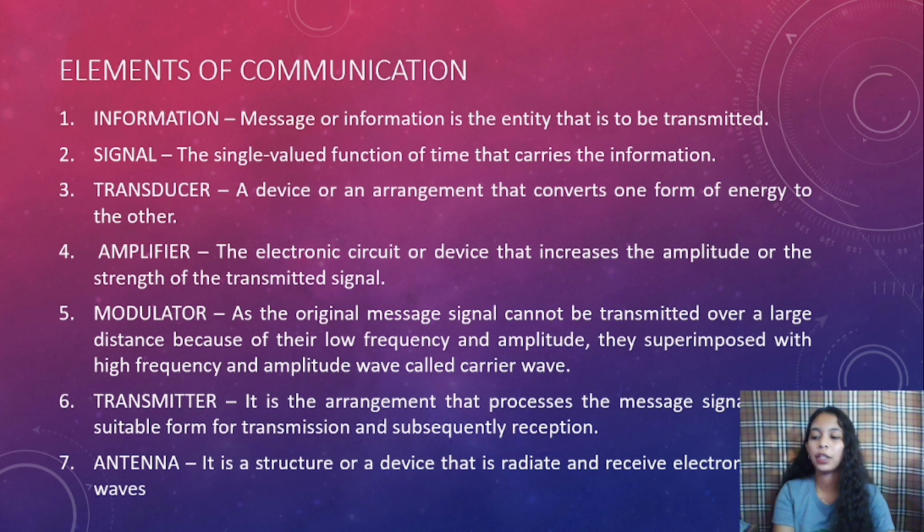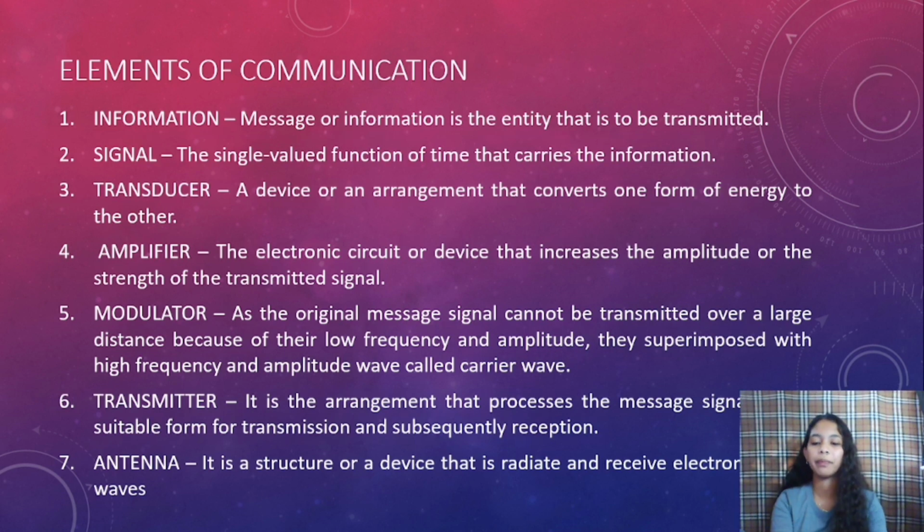First is the information. Message or information is the entity that is to be transmitted. Information can be in any form. It can be in a form of audio, video, temperature, picture, pressure, and etc. Next is the signal. It is the single value function of time that carries the information. The information is converted into an electrical form for transmission.